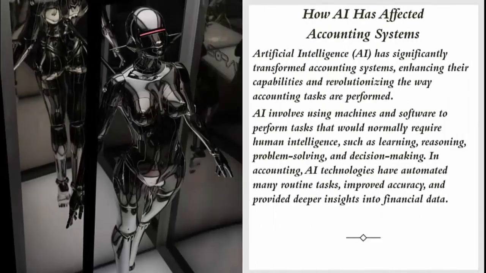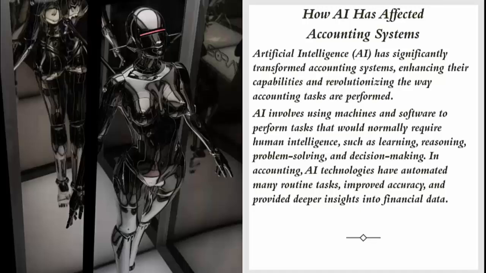How AI has affected accounting systems. Artificial intelligence, AI, has significantly transformed accounting systems, enhancing their capabilities and revolutionizing the way accounting tasks are performed. AI involves using machines and software to perform tasks that would normally require human intelligence, such as learning, reasoning, problem-solving, and decision-making. In accounting, AI technologies have automated many routine tasks, improved accuracy, and provided deeper insights into financial data.